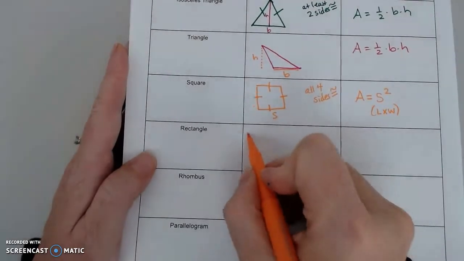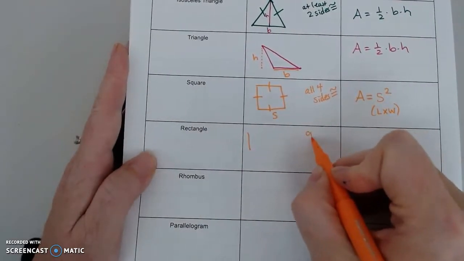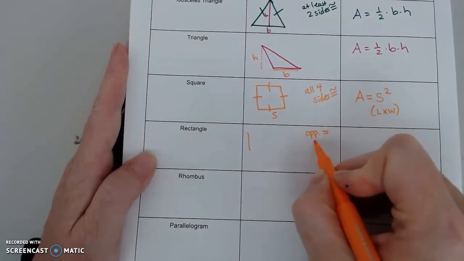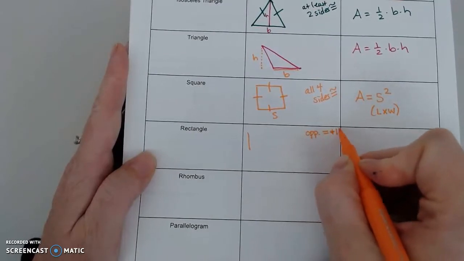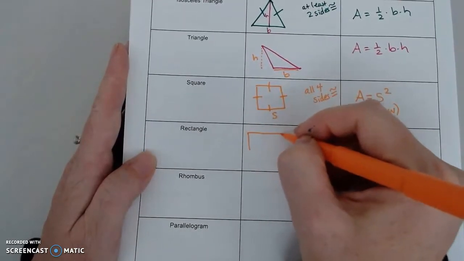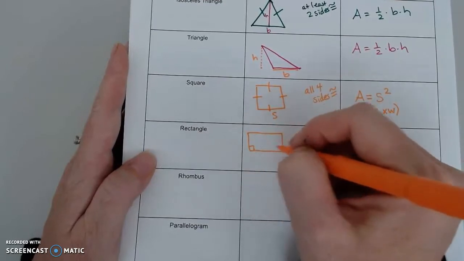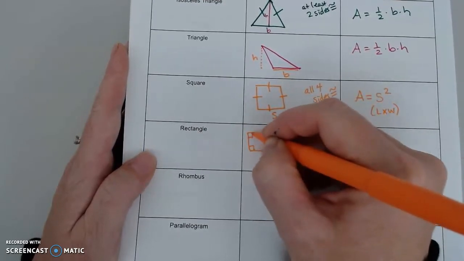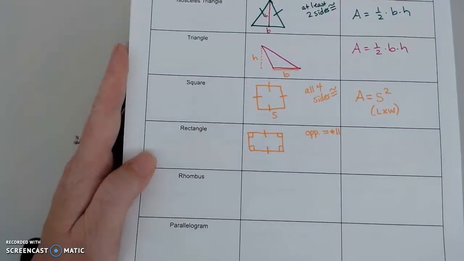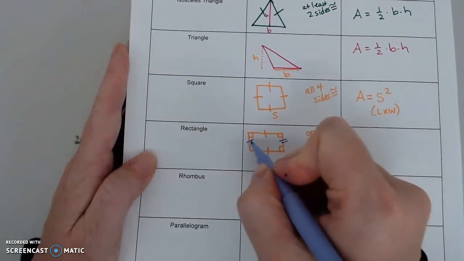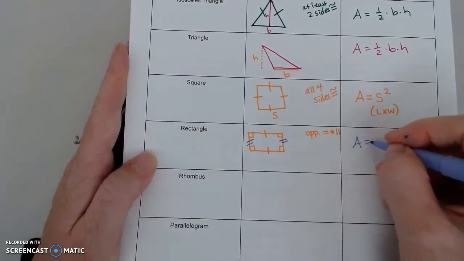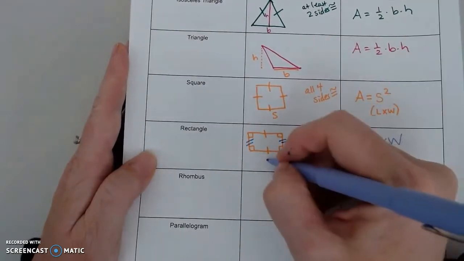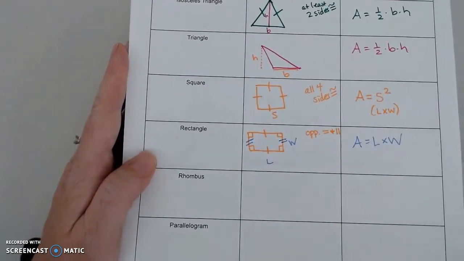A rectangle means that opposite sides are equal and parallel, plus right angles at all corners. So this is congruent, and these 2 are congruent. So the formula is length times width. So here's my length, here's my width.